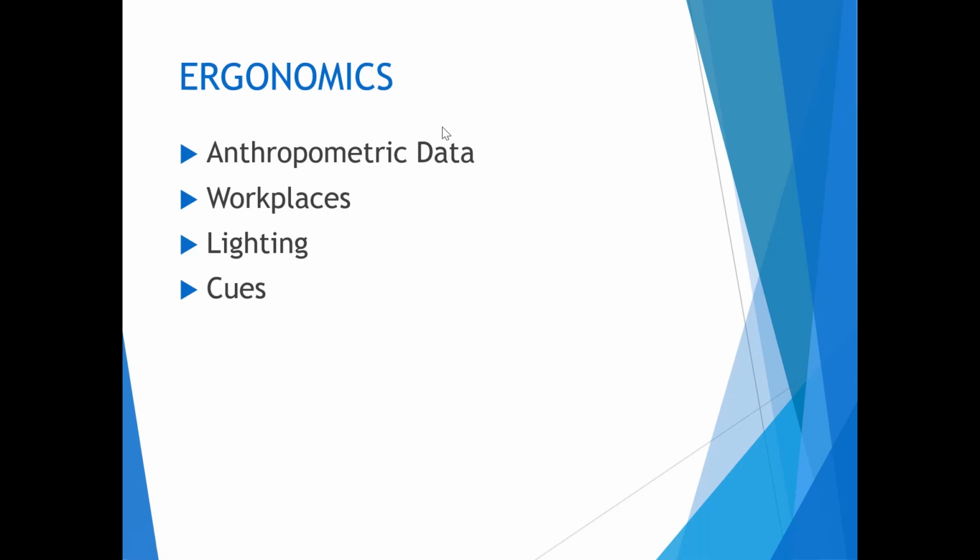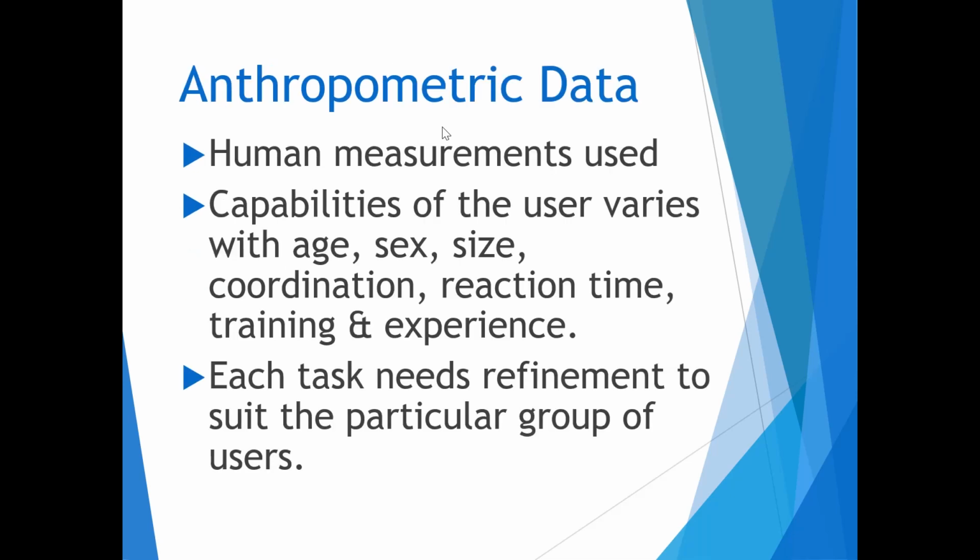So in ergonomics, we are going to see anthropometric data, workplaces, lighting and cues. Anthropometric data are human measurements. Statistics on size, weight and reach of general populations exist in numerous sources. These statistics constrain the physical dimensions of a workplace. Here we can see some human measurements used for anthropometric data.